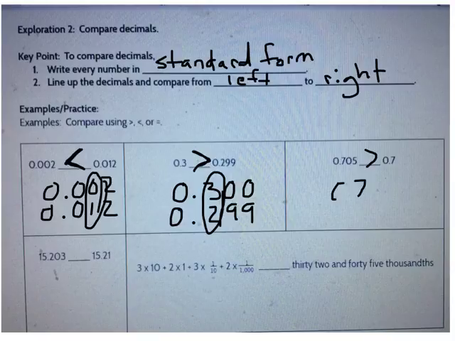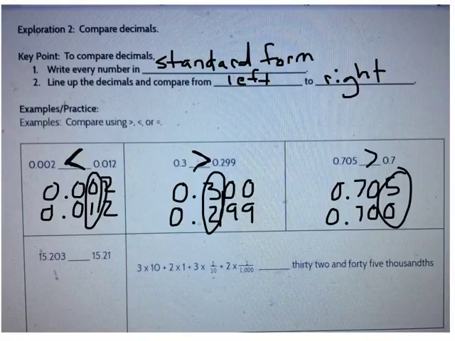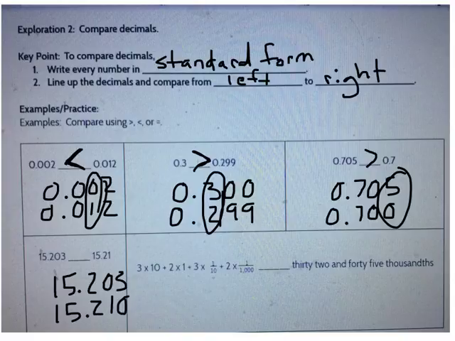705 thousandths is greater. When I compare 0 and 705 thousandths to 0 and 7 tenths, I can see that a 5 in the thousandths place is greater than 0 in the thousandths place. Now try another. 15 and 203 thousandths compared to 15 and 21 hundredths. Which one's greater? Well, when I line them up, I can see that a 1 in the hundredths place is greater than a 0 in the hundredths place. So the correct answer is 15 and 21 hundredths.